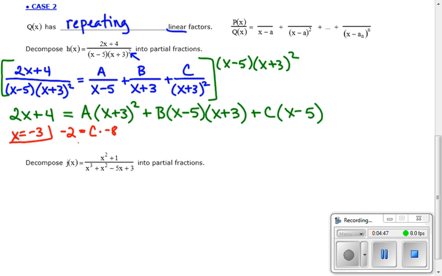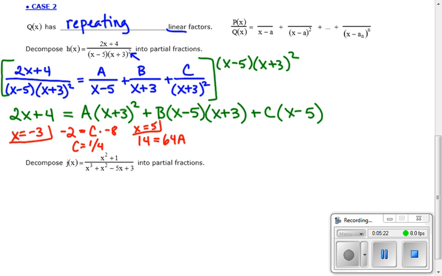And we have c equals 1/4. That's the first thing. They're not always going to be integers. Boo-hoo, it's a fraction. We can deal. All right, what's the next value that we should plug in? Probably x equals 5, because that will make x minus 5 go away. Again, substituting on the left, 2 times 5 plus 4 is 14. Now this time, 5 plus 3, order of operations, is 8. 8 squared is 64a.